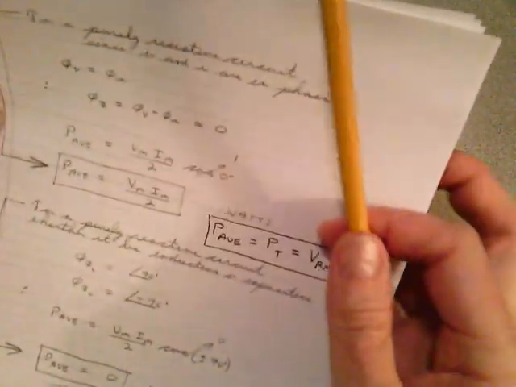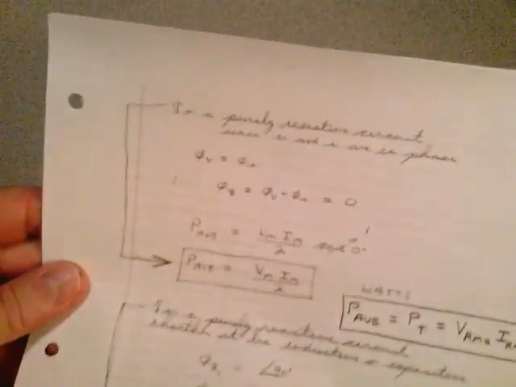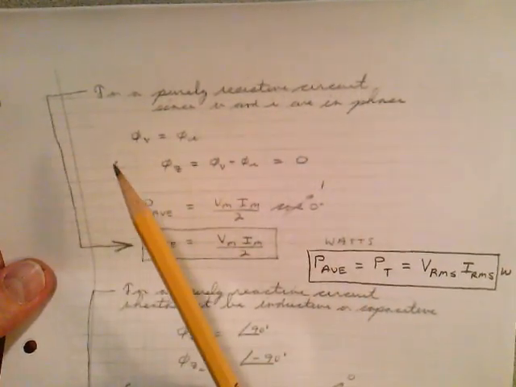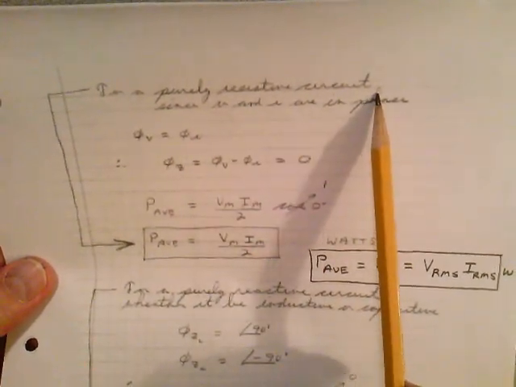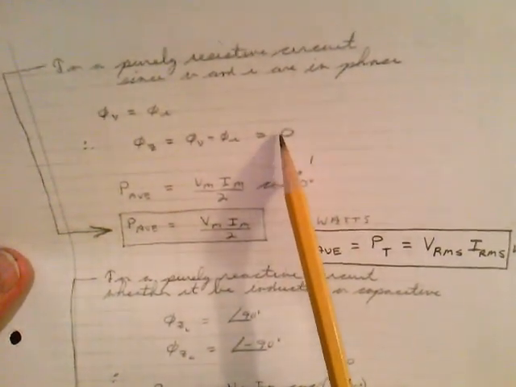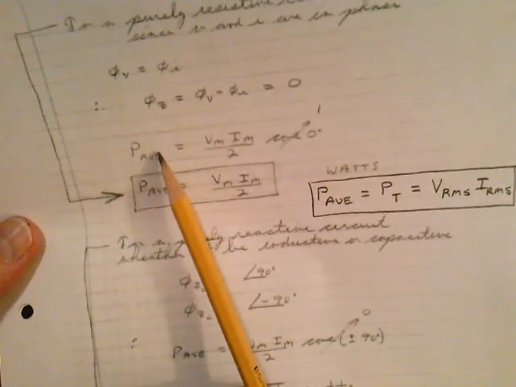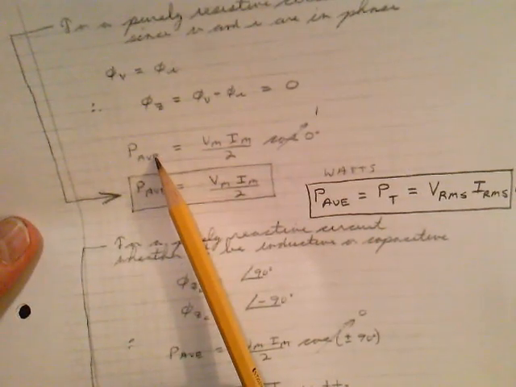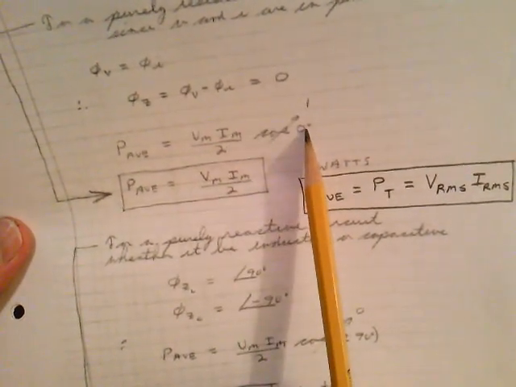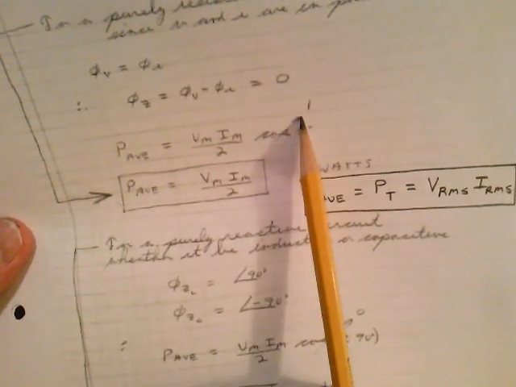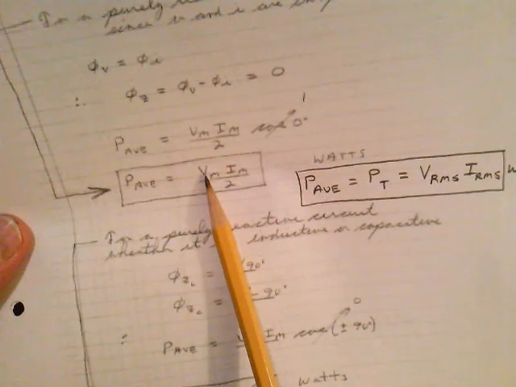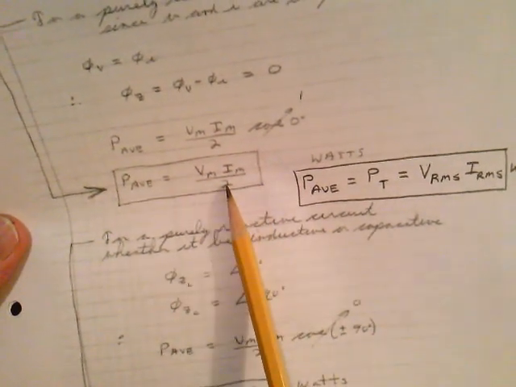So, on page 252, for a purely resistive circuit, V and I are in phase. So phi v minus phi i is equal to 0. So the impedance angle is 0. So the average or true power is always going to be equal to Vmax times Imax divided by 2 times the cosine of 0. The cosine of 0 is 1. So there's the equation you'll see in the textbook. Average power is equal to Vmax times Imax divided by 2.